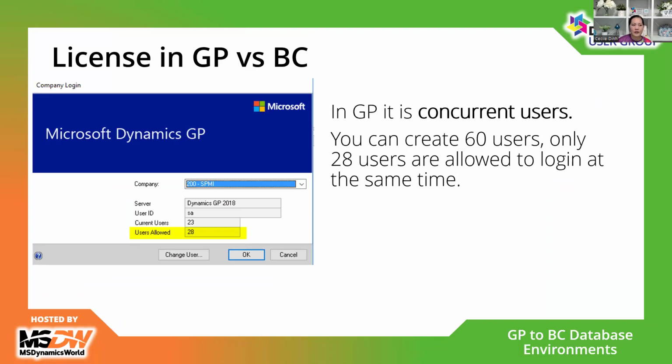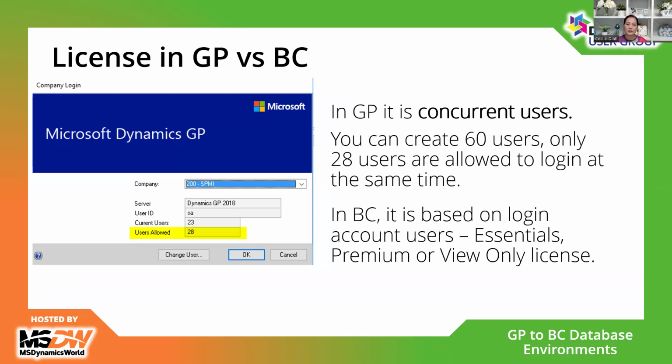Back to Dynamics GP, you will see your license allowed. When you log into Dynamics GP, it will show you users allowed. In my example here, it is 28 users allowed. So in Dynamics GP, it is concurrent users. You can create 60 users and only 28 users are allowed to log in at the same time. In Business Central, it is based on login account users, so each name is counted as a license.